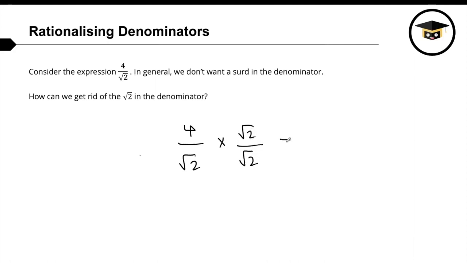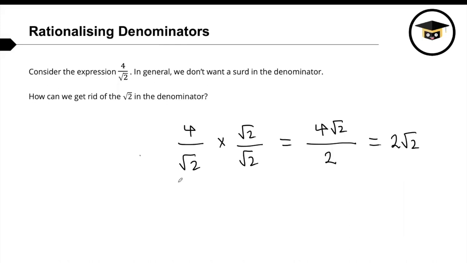Now, why is that the case? Well, it's because root 2 over root 2 is simply equal to 1, so I'm not changing the value of my fraction. But what I am doing is getting a numerator of 4 root 2, and a denominator of root 2 times root 2, which is simply 2. Then I can further simplify this to say it's equal to 2 root 2. So hopefully you can see that by multiplying the top and bottom by the same surd, we were effectively able to get rid of the denominator being a surd.